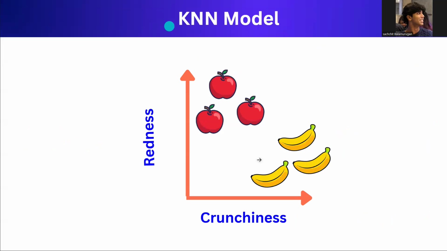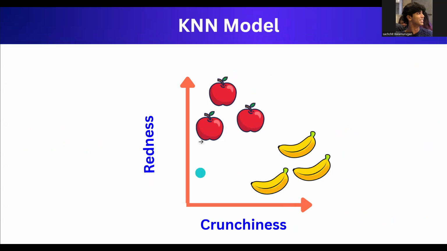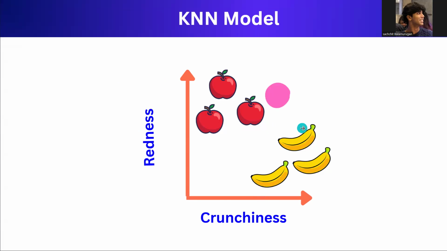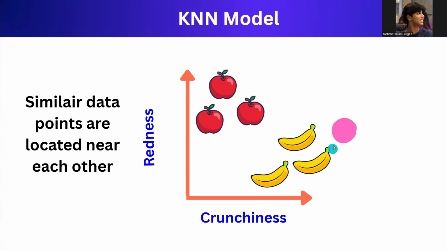So today I'm going to be using this table as an example for what we're trying to do. So this is a KNN model, and I have two variables here, right? We have redness and crunchiness. So independent is crunchiness, and then dependent is redness. So X and Y. Then let's just put a random data point and move it over here. So how a KNN really works is similar data points are located near each other. It makes a prediction based on the proximity of this data point compared to the other data points here.